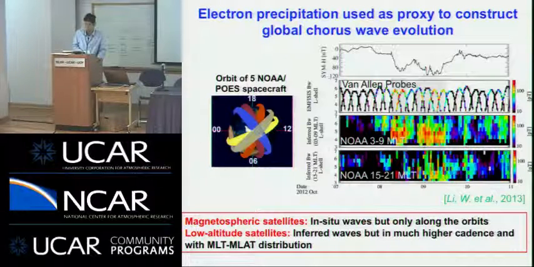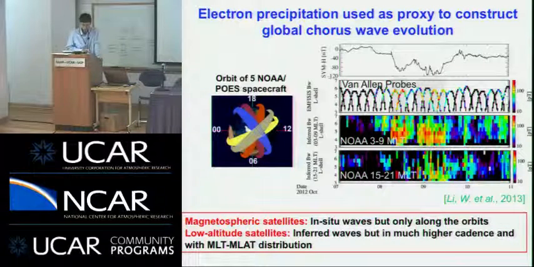But this has huge limitations. One, the time cadence is pretty low. Every 10 hours or so, we get one point. So there are huge gaps. And also, this can only be done along the satellite tracks, so we don't have measurements at other local times.